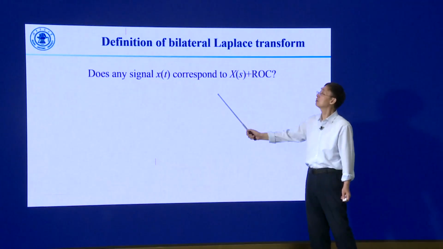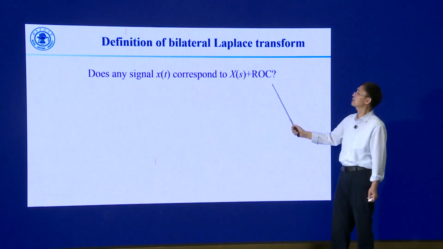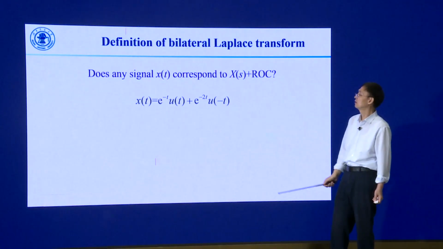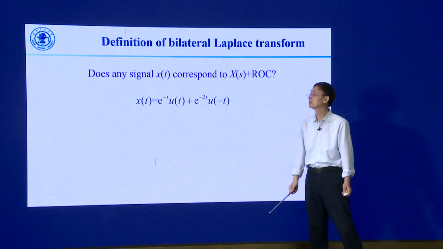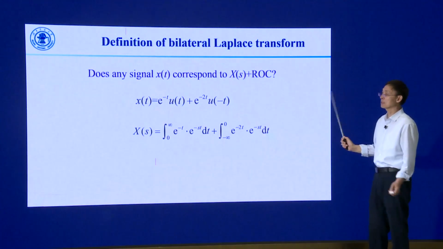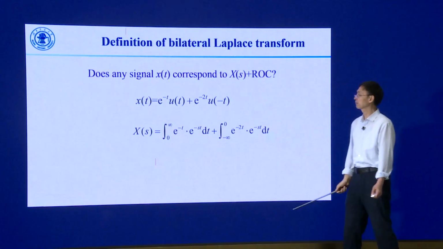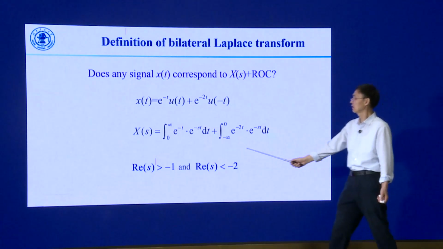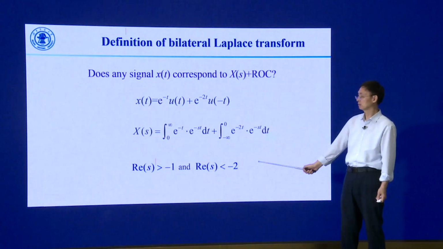Does any signal x of t correspond to X of s plus ROC? For example, here is a two-sided signal. This signal doesn't correspond to any X of s because these conditions cannot be satisfied.